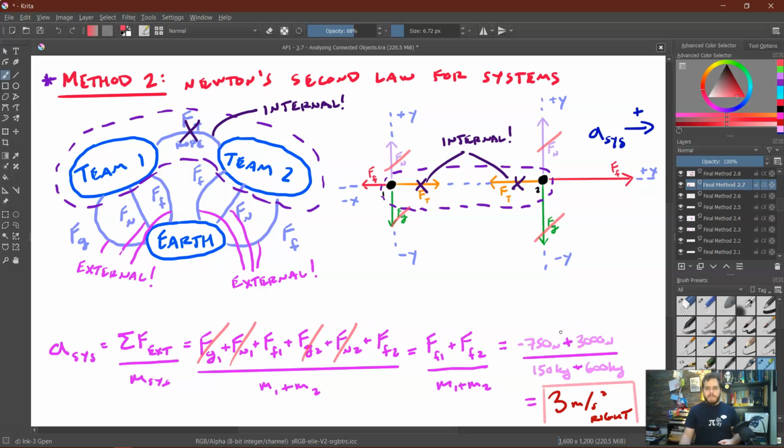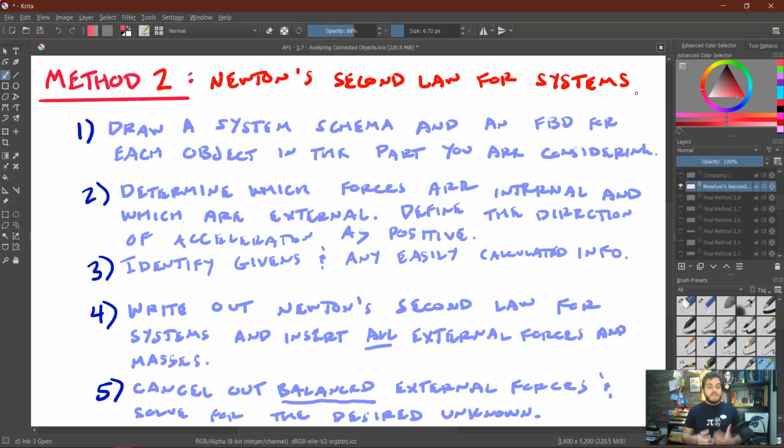I plug in my numbers: negative 750, because remember we have to pay attention to positives and negatives, negative 750 plus 3,000 over 150 plus 600. You stick that in your calculator, and I get the exact same answer: 3 meters per second squared to the right. The exact same answer. So for Newton's second law for systems, let's go through the steps again. Step 1, we're going to draw a system schema and an FBD for each object in the particular part of the system that you're considering.